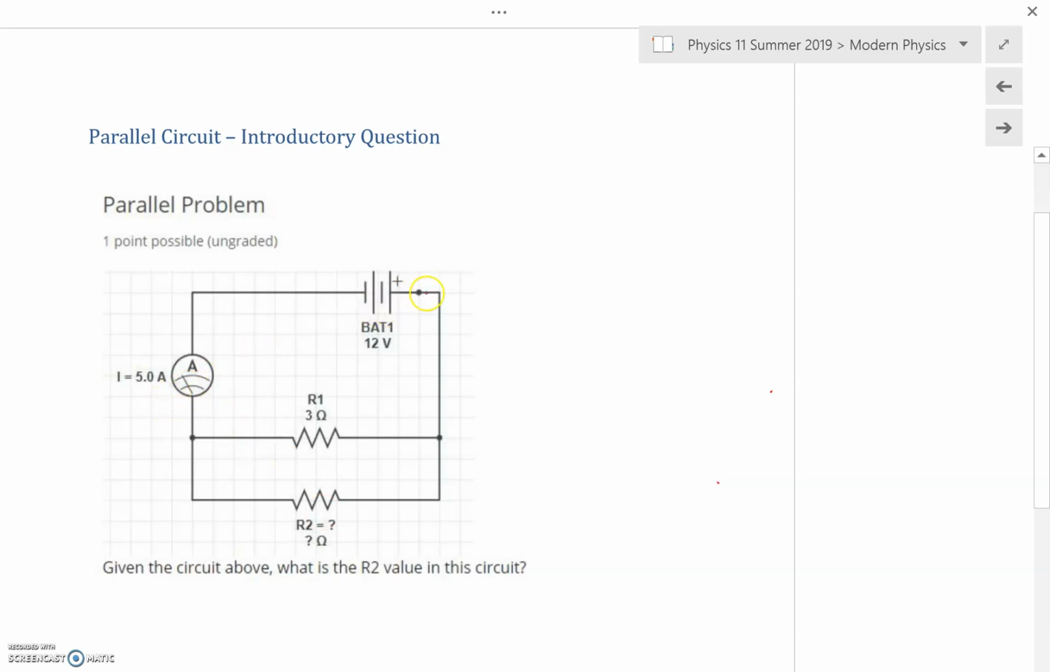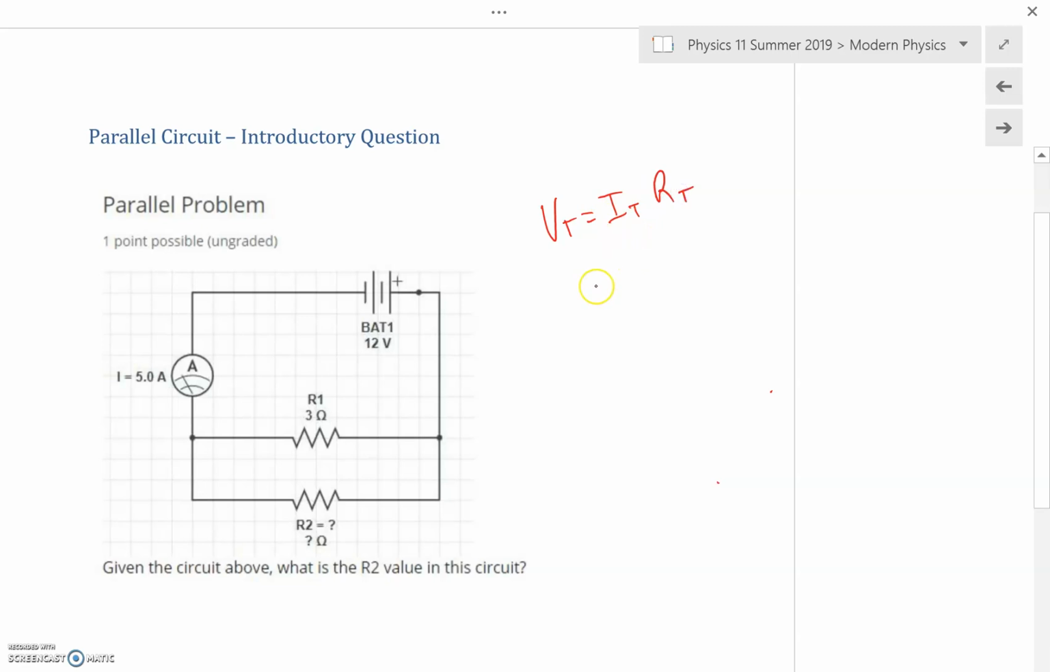We know that the current in must be the same as the current out. The current will split through these two paths here. We also know that we can find the total resistance of the circuit by using Ohm's law. So the voltage total must equal the current total times the resistance total.